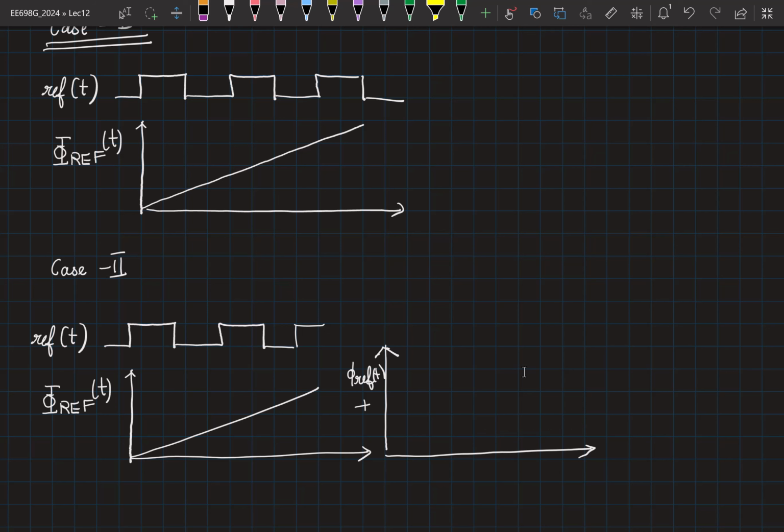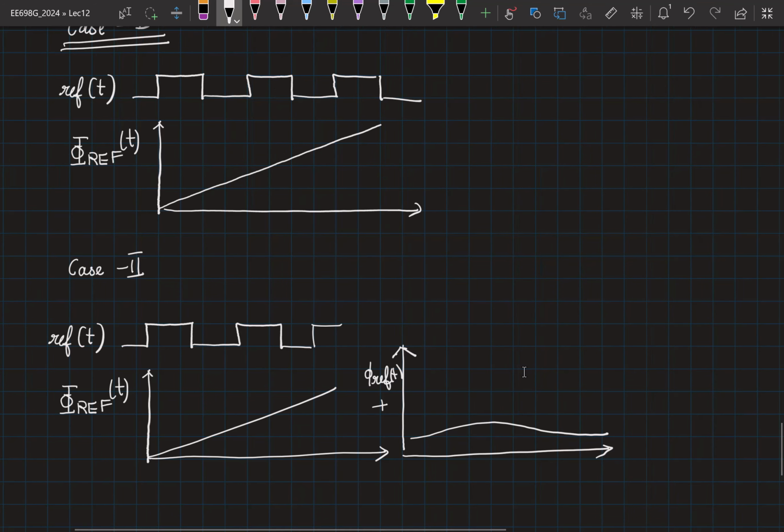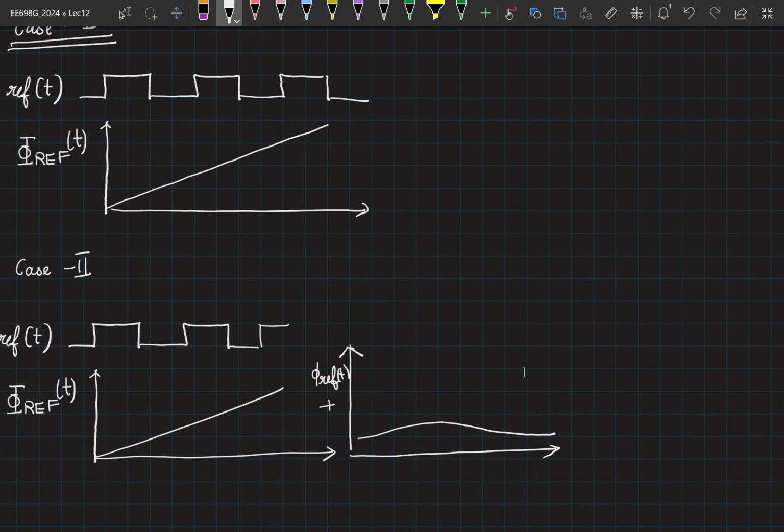Now, instead of a small step like this, let me assume a small signal phase which is varying very slowly. Can you tell me how your total phase is going to look and how the reference is going to behave? So this is the operating point phase, same as the large signal phase. How would the total phase look? It's going to go like this, right?